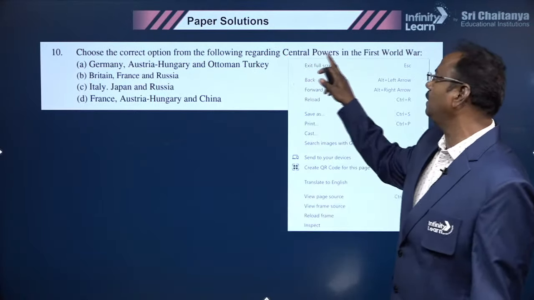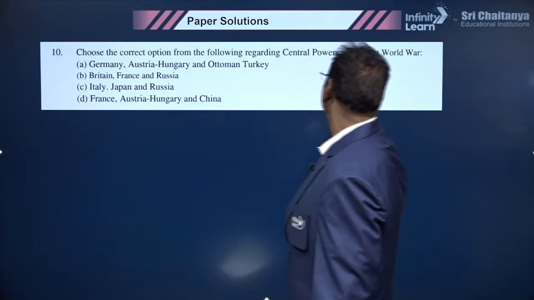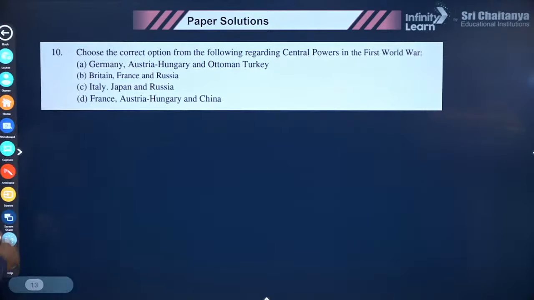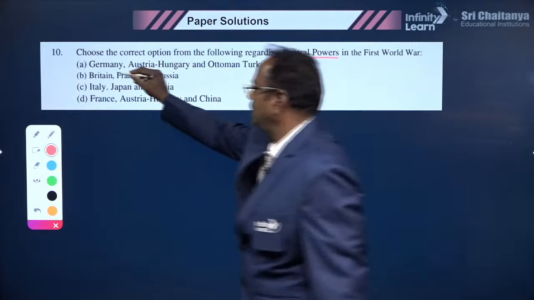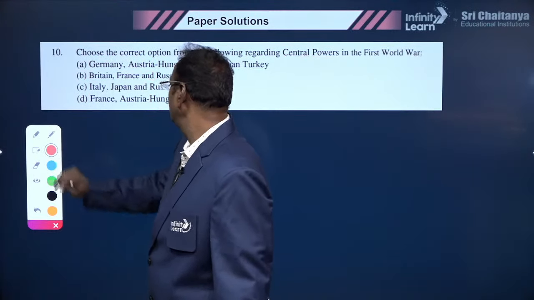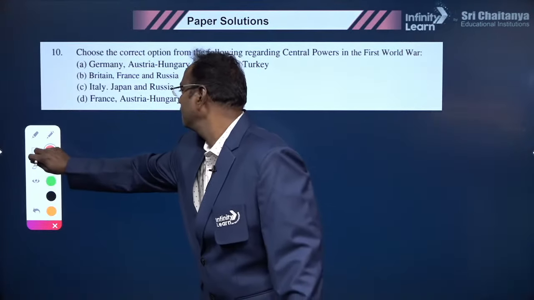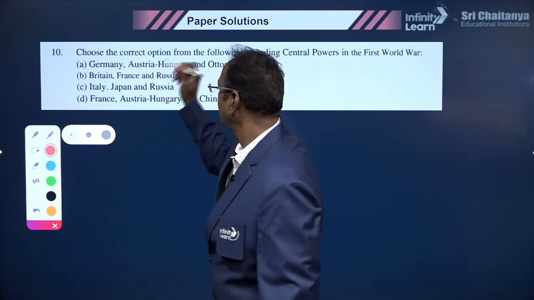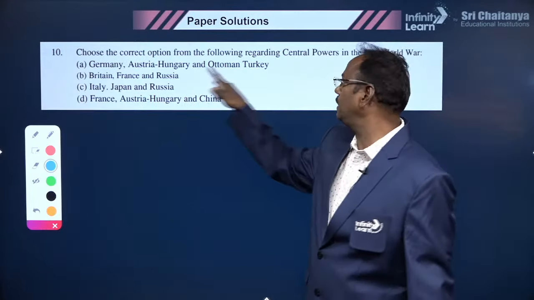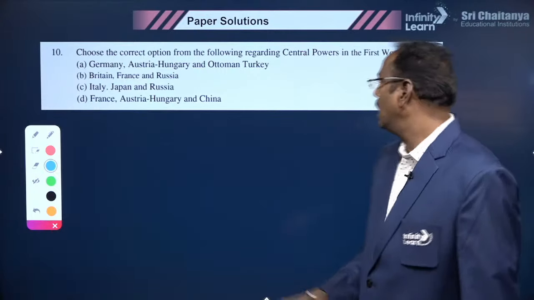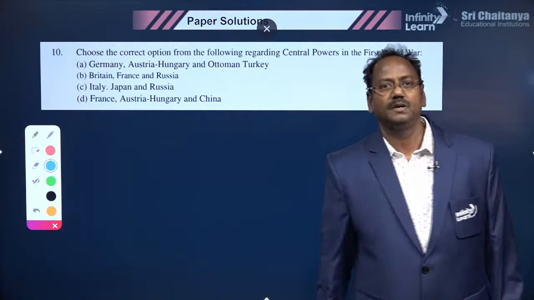But as what is asked here, central powers. In this First World War, the central powers, if you see here, right, were Germany, Austria, Hungary, and Ottoman Turkey. These countries are the part of central powers. So the answer for central powers in the First World War is A. So, the right answer is A.